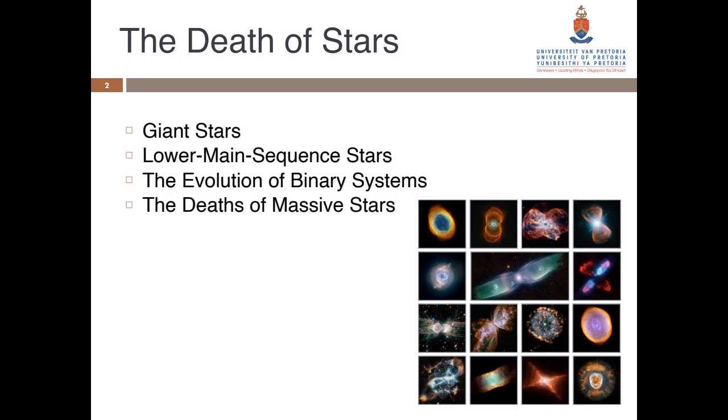At the end of a star's life, depending on how much mass it has, it will either end off as a white dwarf that we've briefly touched on, or as a neutron star, or as a black hole. But to understand what happens with each of them, we need to understand what happens to the death of giant stars, low main sequence stars, binary systems, and massive stars.